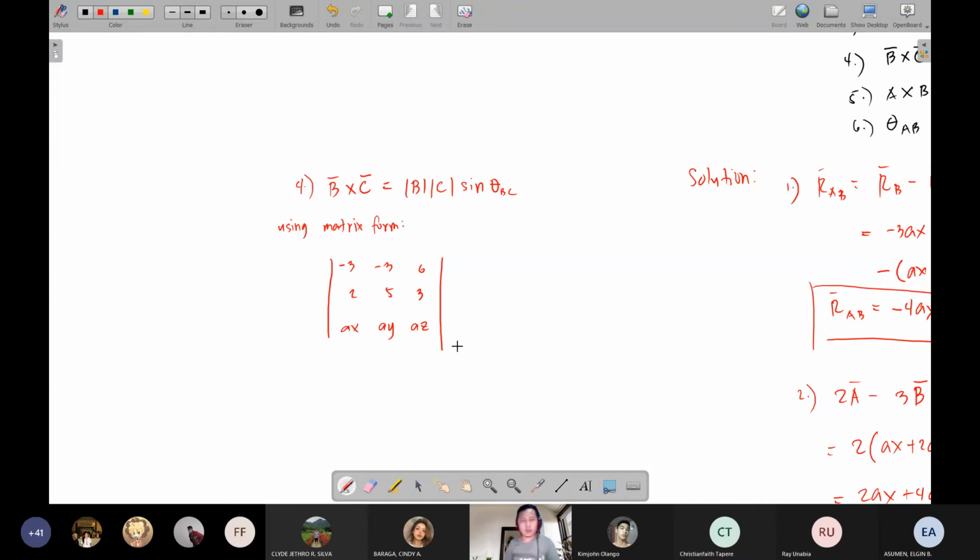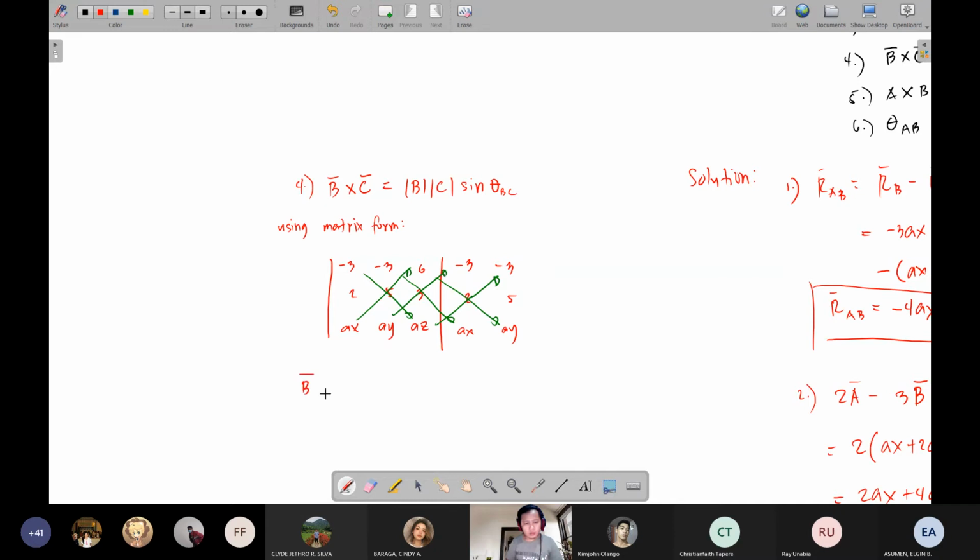In matrix form, you just have to get the determinant. If you're not familiar with the basket method, just rewrite the first two columns: negative 3, negative 3, 2, 5, ax, ay. Then solve for the determinant. Recall, arrow down, arrow up. Recall the determinant of the matrix.